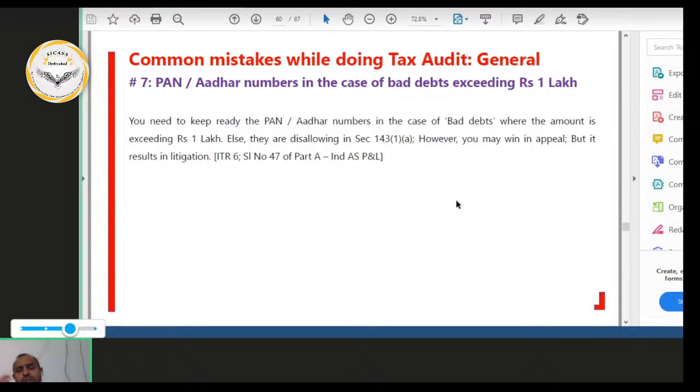So in the 143(1) adjustment they are issuing, saying that we believe that it is not a bad debt at all. You are writing it as a bad debt for the purpose of decreasing your profit. That's why we want to make an adjustment. You can contest. You will definitely win in the appeal. But it results in litigation. So ask your client, okay sir, if it is more than 1 lakh, collect the details of PAN or Aadhaar, etc. So you have to be careful about that.